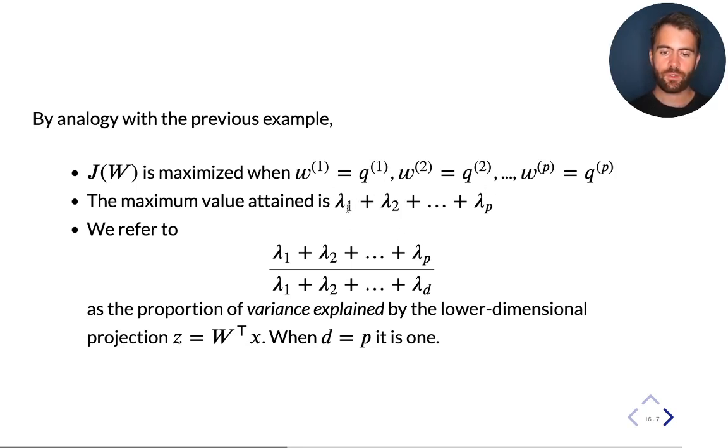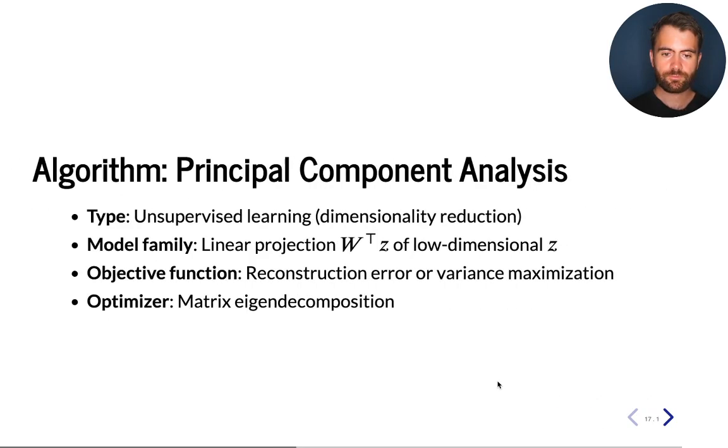So the sum of these lambdas, we can refer to it as the variance explained by the lower dimensional projection. If p equals d, then we're going to recover all our eigenvalues, and this number will equal 1. The idea would be to find a p such that p is still low, but we can still explain most of the variation in the data, as measured by this fraction.